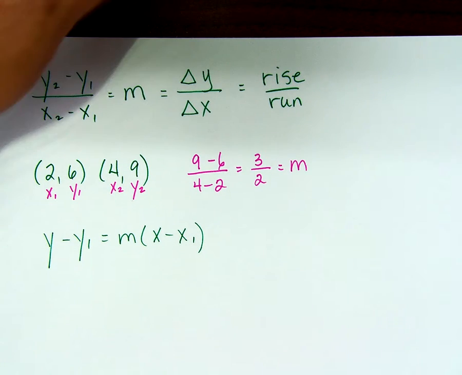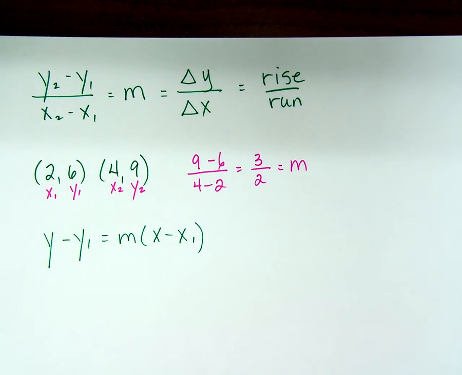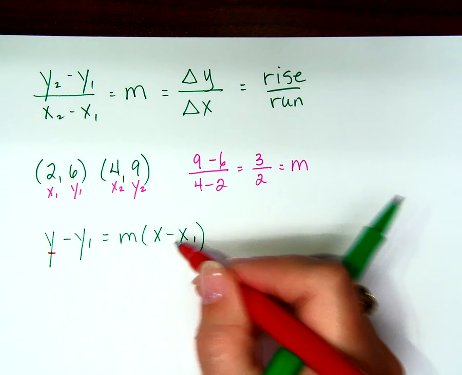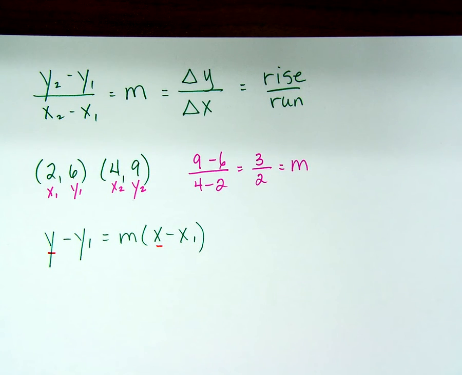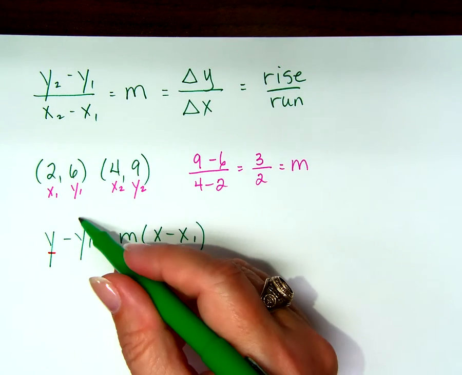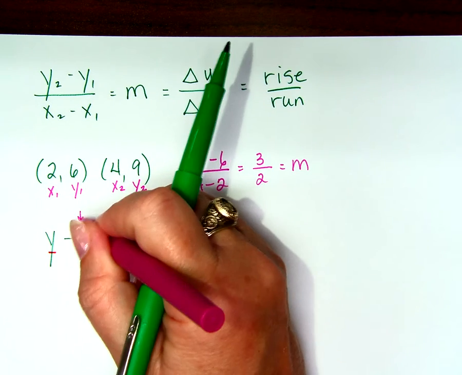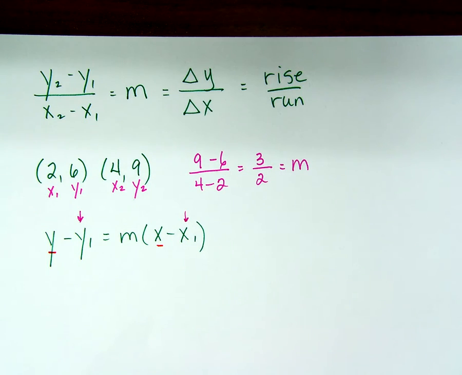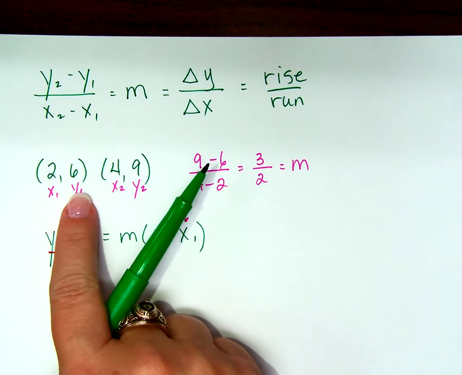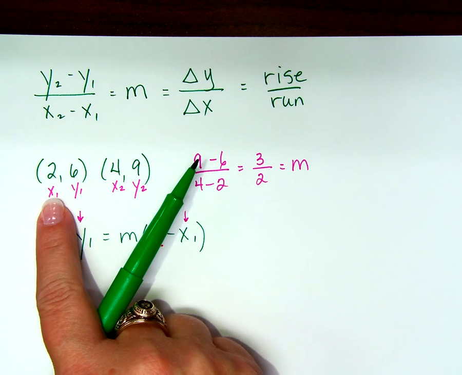That means when we're writing our equation, this y and this x stay a y and an x. We're not substituting anything in for them. The y1 and x1, we do substitute something in. So let's use this point x1, y1 right here. Are you okay with that?